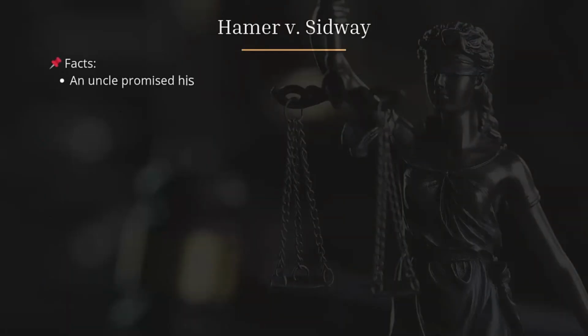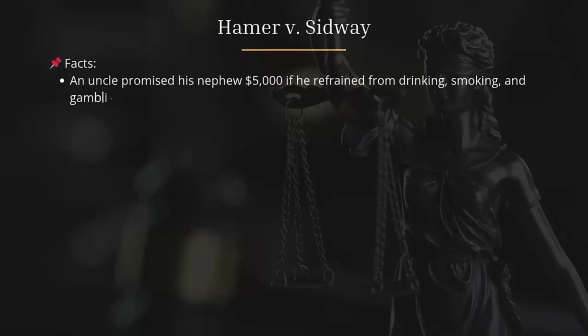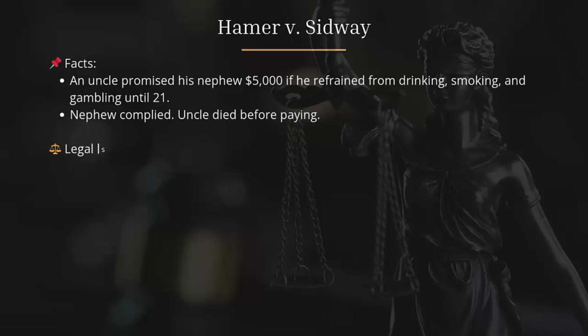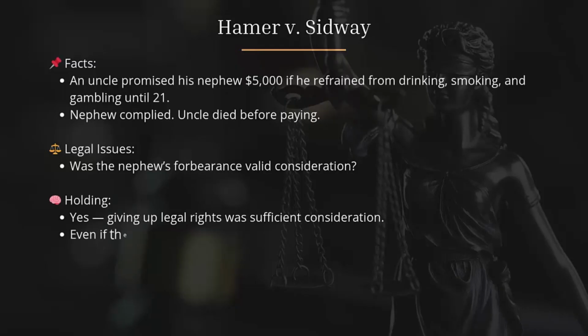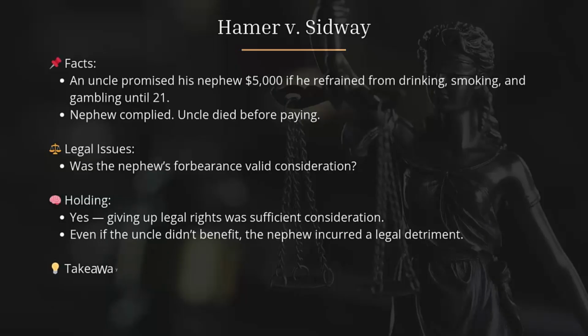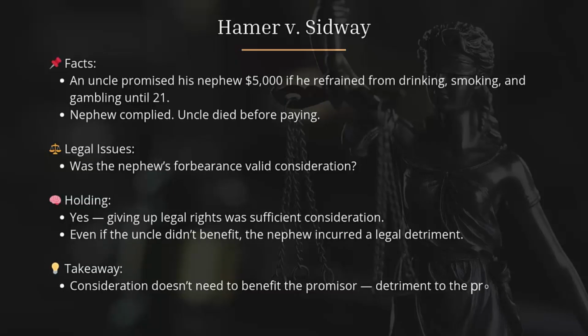Hamer versus Sidway. Facts. An uncle promised his nephew $5,000 if he refrained from drinking, smoking, and gambling until 21. The nephew complied. The uncle died before paying. Legal issues. Was the nephew's forbearance valid consideration? Yes, giving up legal rights was sufficient consideration. Even if the uncle didn't benefit, the nephew incurred a legal detriment. Takeaway: consideration doesn't need to benefit the promisor. Detriment to the promisee is enough.